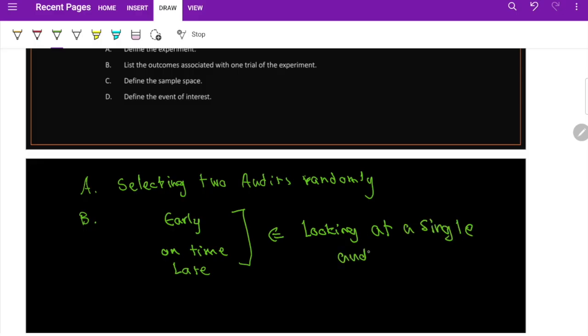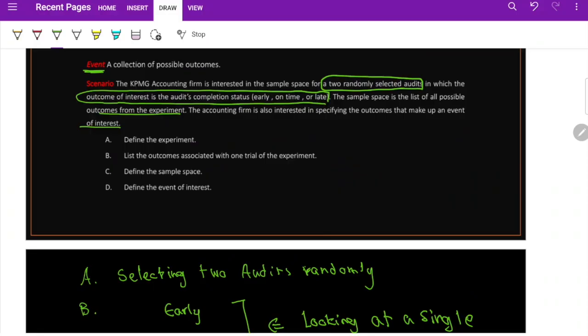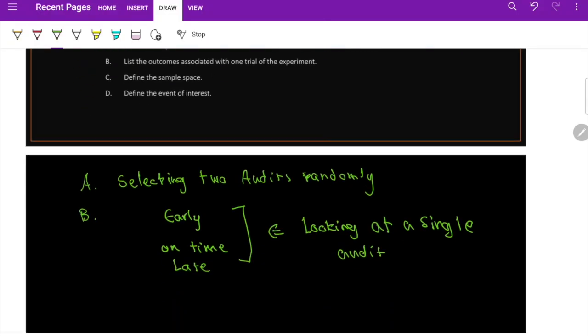Again, by the way, this is not the experiment. The experiment is not a single audit. The experiment is conducting 2 random audits. We have to do 2. After getting 2, then we're going to look at the result. So this is important. But for a single audit, we will have one out of three options: early, on time, late. Does that make sense?